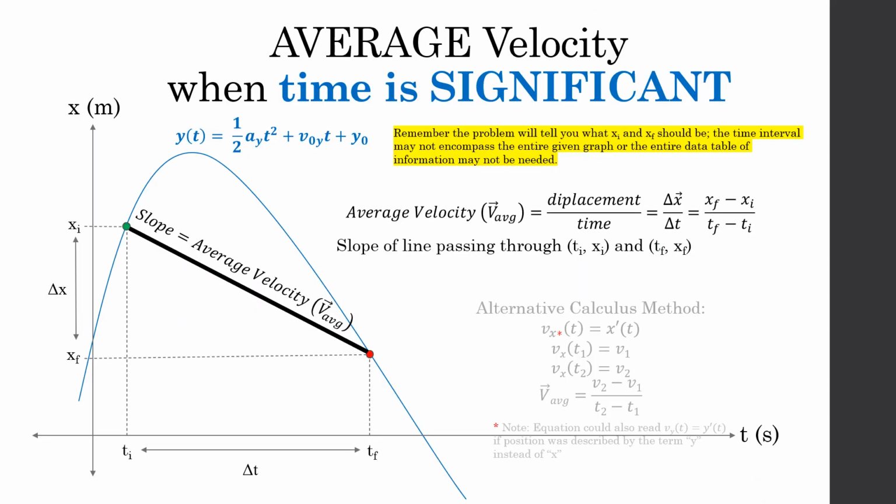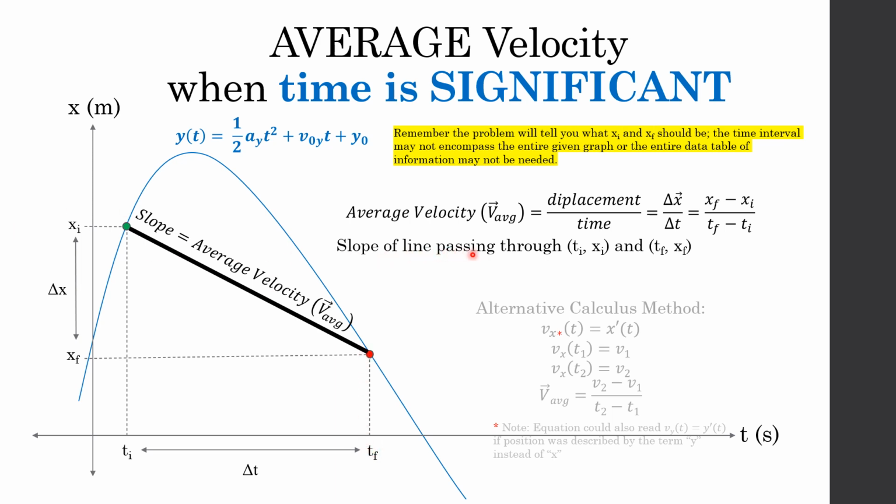So let's once again talk about average velocity. On the next slide, we're going to talk about the other velocity, which is instantaneous velocity. But average velocity is when your time is significant, okay? So this means you have a big time interval, all right? And you can see, finally, I'm giving you an example where the time interval does not represent the entire graph, right? So I'm saying that t initial is here and that t final is here.